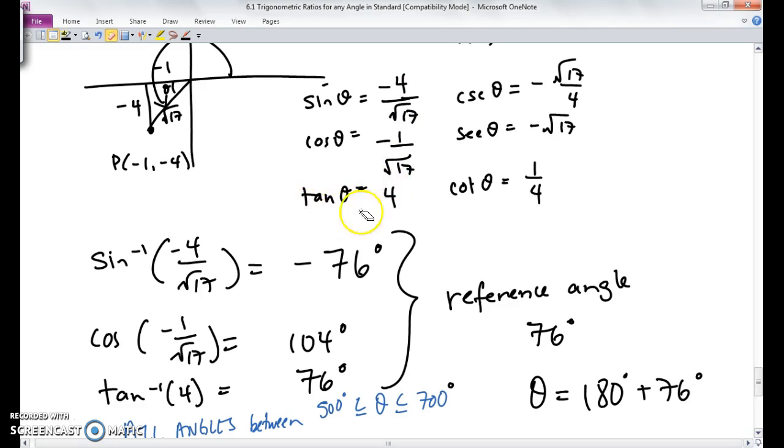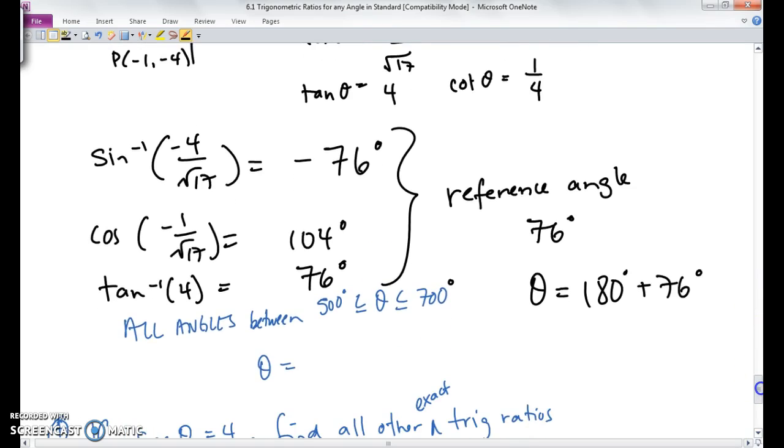Or if I were going to do it, I would do this inverse tan, just because, look, it's easier to put in 4 than it is to put in 1 over root 17 or 4 over root 17. So I would just pick the one that's the easiest to find the reference angle, and then from there you can find the actual angle. Okay? Now the second part of that is, that's 180 plus 76 is 256 degrees, right? So that's the angle between 0 and 360.